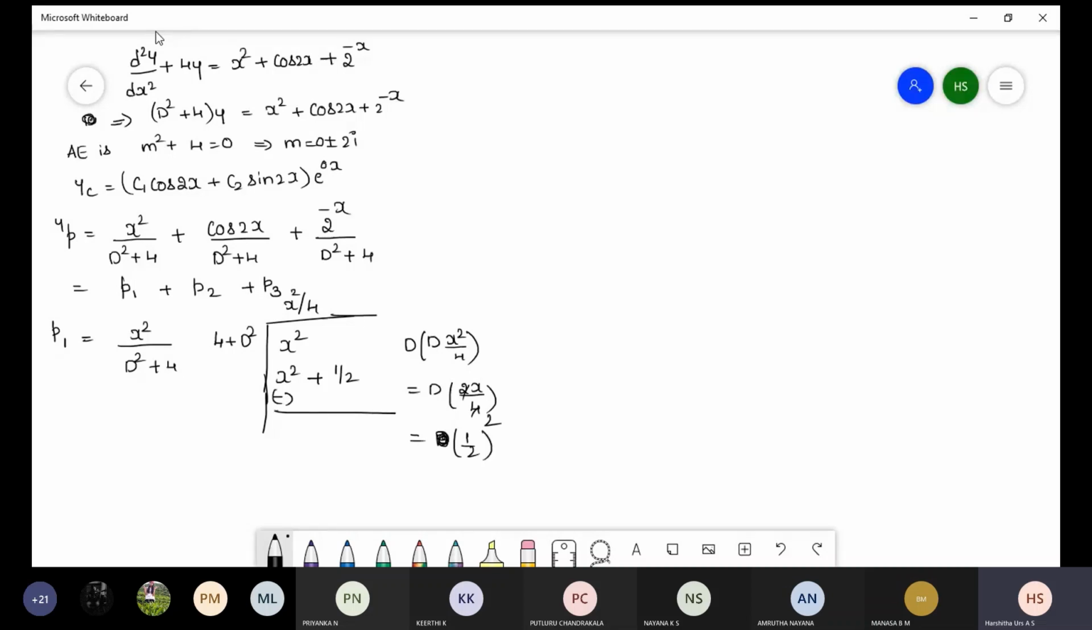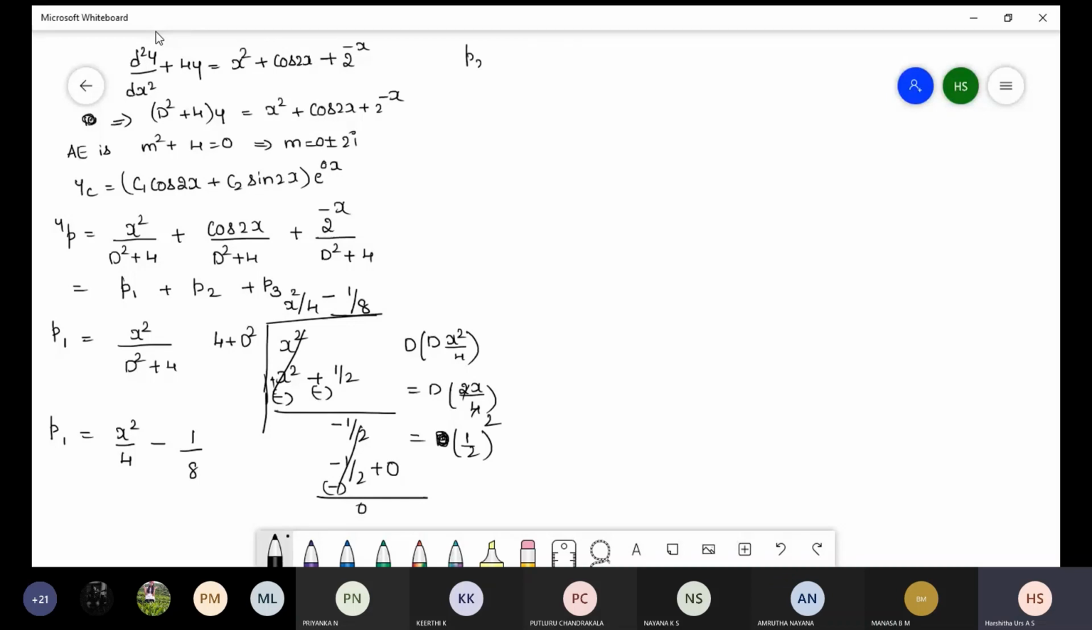Change the sign because here we are having plus. So here we got minus 1 by 2. Again to get minus 1 by 2, here I write 1 by 8 because 4 by 8 means 1 by 2. So constant differentiation, that we will get 0. So here I write directly 0. Change the sign, 0. So P1 value is x square by 4 minus 1 by 8.